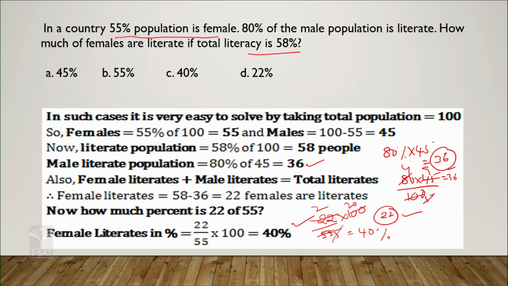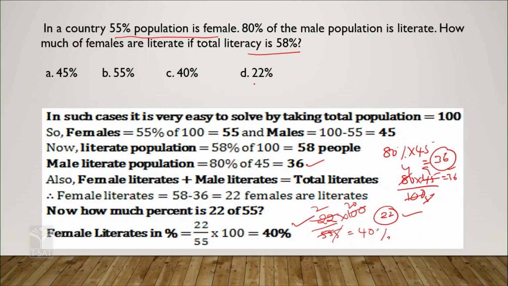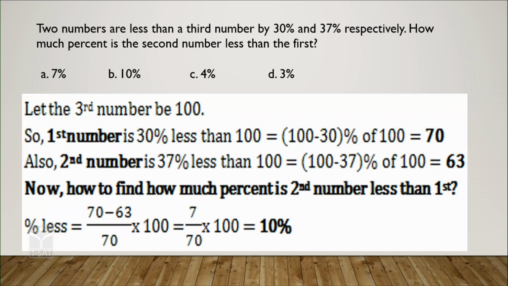22% of people among 55% of the population are literate. That's a very important thing here. So 22% of 55 is 40%. So the correct answer is 40. See, 22 is given in the options. So in between, some will simply choose the 22, but it's not the correct answer. So this is very clear. You have to follow what is given and what is required. That's very, very important.